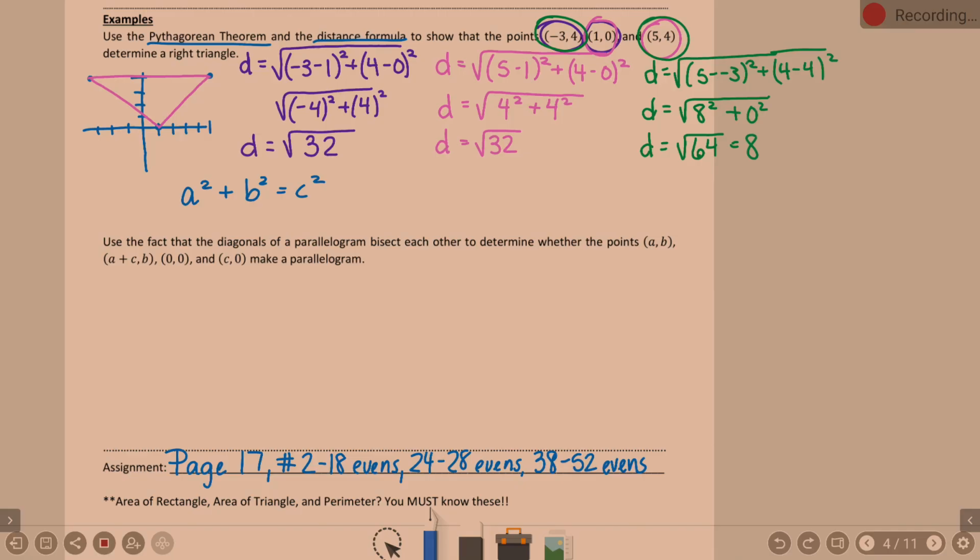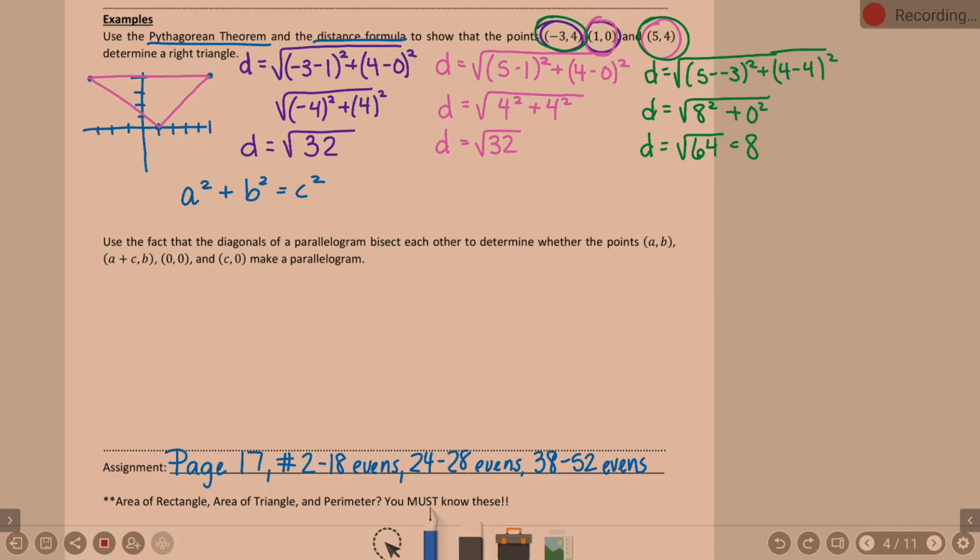What do we know about the legs versus the hypotenuse? The two legs are the shorter pieces. C, the hypotenuse, is the longer piece. So fill them in, because the idea is to show that it's a right triangle. We just want to show that it makes the Pythagorean theorem true.